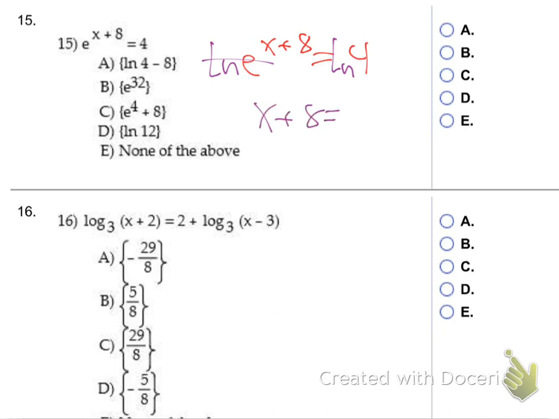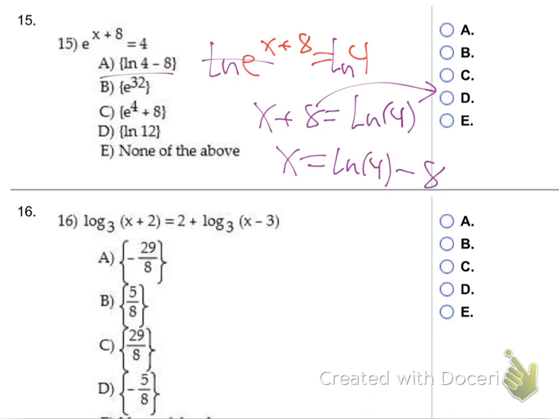So x plus 8 is ln of 4. That 4 is plugged into the natural log toaster, so to speak. Subtract the 8, ln 4. And that 8 is outside of the log function. There it is, ln 4 minus 8. That's easy. All right, how about number 16?